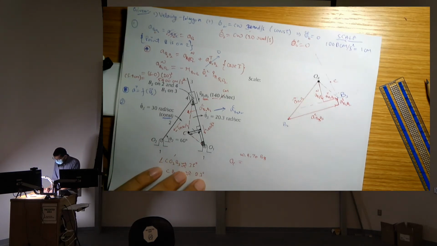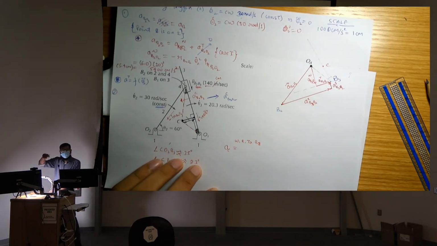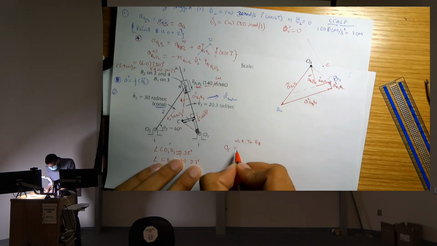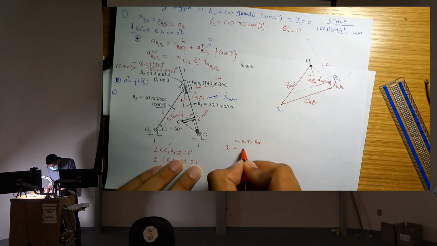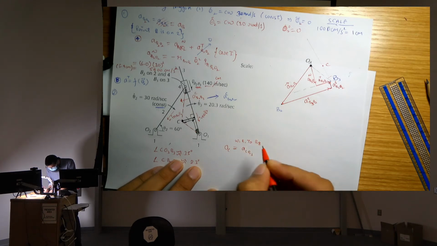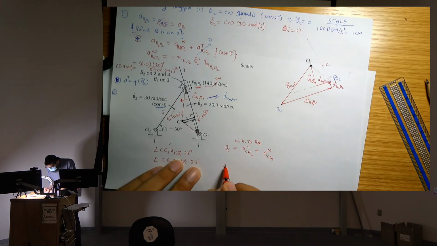Okay, let's just write the equation and we'll reach the answer. Acceleration of C with respect to B3 would be A_CB3 tangential plus A_CB3 normal. And if we write the acceleration of C with respect to O3, it would be A_CO3 normal plus A_CO3 tangential.